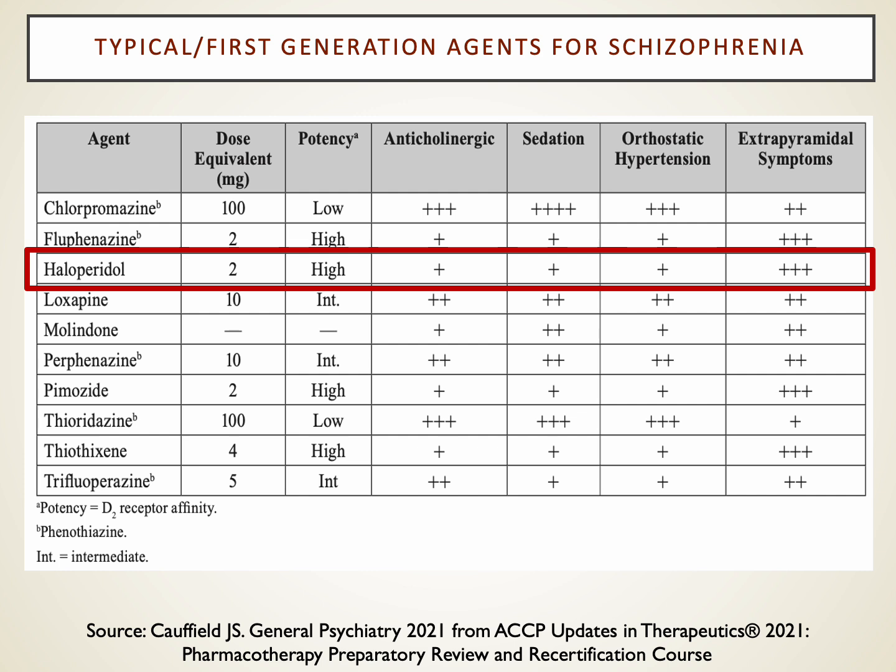One is the first agent at the top of the list, chlorpromazine, which was also brand name Thorazine, the first of the antipsychotics available in the mid-1950s. And the second agent, which is still in fairly widespread use in hospital settings, is haloperidol, the third one down on the list. These older agents are differentiated by their potency, but they're also differentiated by their adverse effect profile.